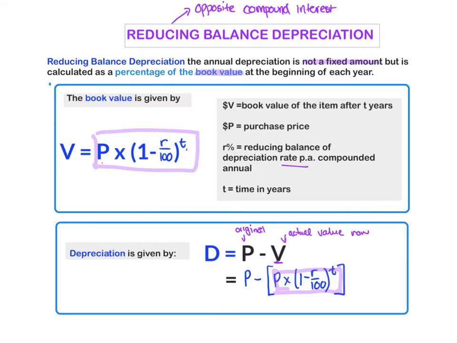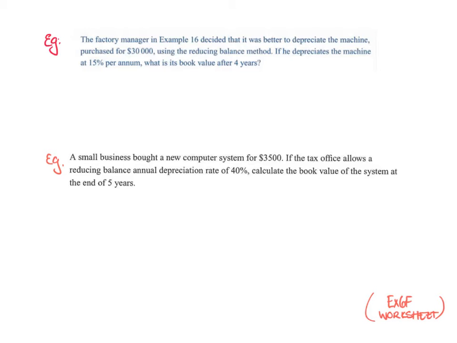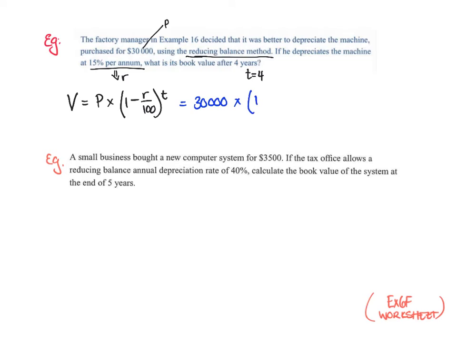Alright, so let's do some examples on the next page. A factory manager has decided that it's better to depreciate the machine purchased for $30,000 using the reducing balance method. They're always going to tell you which method they're using, whether flat rate or reducing balance, because it makes a difference. Here the $30,000 is the P, the purchase price, and it depreciates at 15% per annum, so they've told me the R, and the question is what is the book value after 4 years. So I know that T is 4. Using the formula for the value, P times 1 minus the rate over 100 to the power of T, I substitute in 30,000 times 1 minus 15 over 100 to the power of 4.